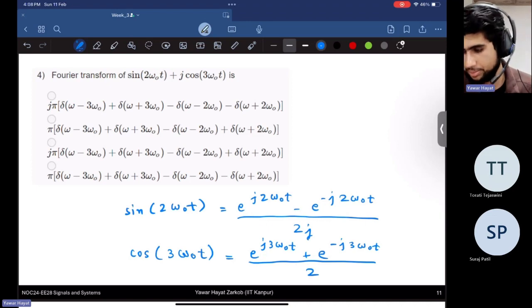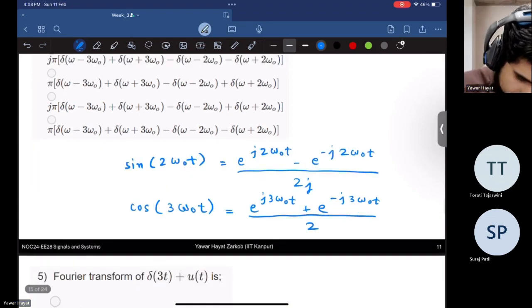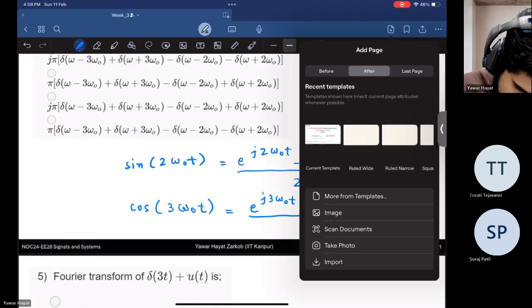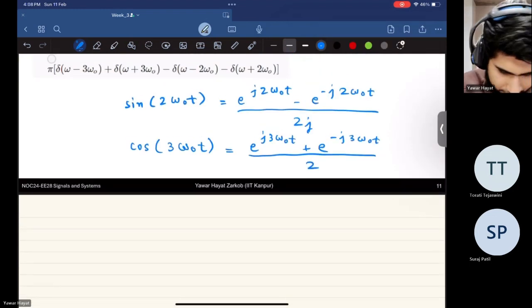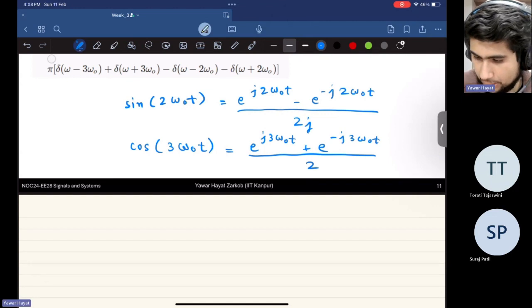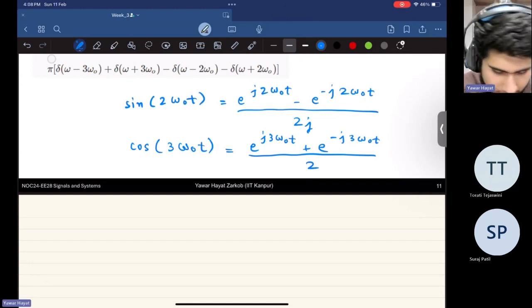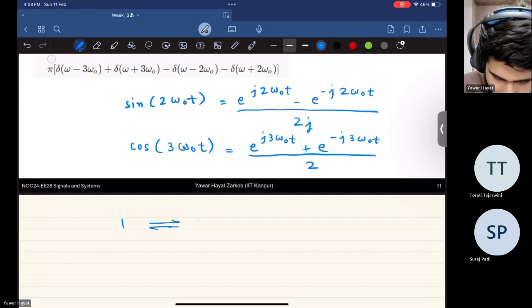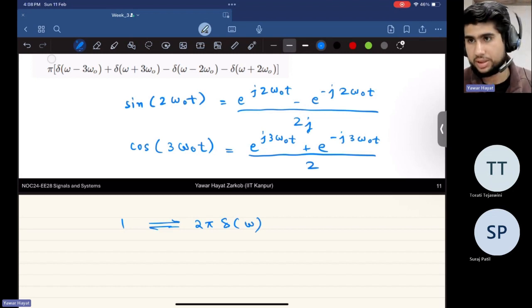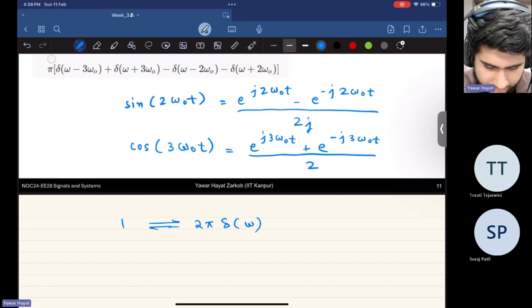Okay, I'll start proving it myself. So we know that the Fourier transform of 1 is this 2 pi del of omega, right? We saw this today, and I'll use this.